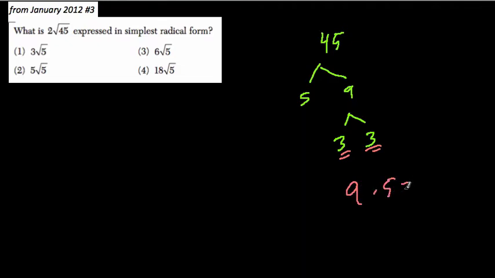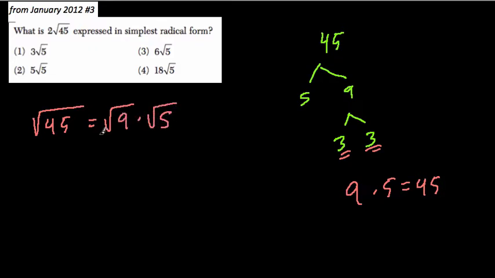Times 5 is 45. Well, the idea here is that if you take the square root of any number, that's equal to the square root of the product of its factors. So the square root of 9, one factor, times the square root of 5, another factor, is guaranteed to be equal to the square root of 45. They're the same thing. So here, the square root of 9 is 3. The square root of 5 is just the square root of 5.